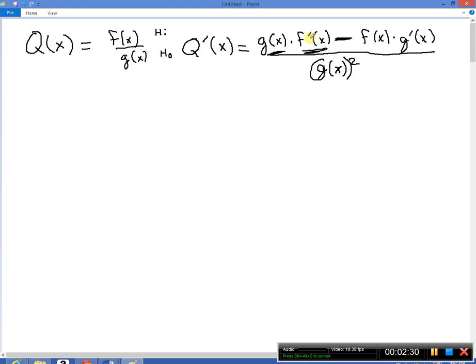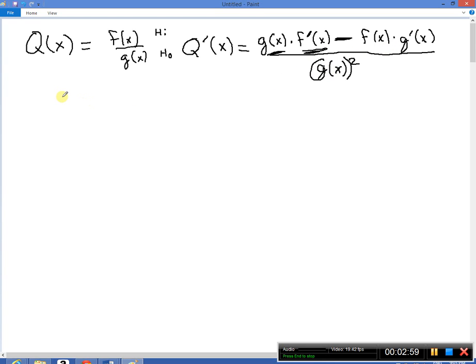Notice that you're never multiplying two derivatives together. Here it's the derivative of the top that's multiplied by the bottom. So it's the denominator, the bottom, times the derivative of the top, minus the top times the derivative of the bottom. So they're always mixed. You're never multiplying two derivatives together. And then the whole thing has got to be divided by the denominator squared.